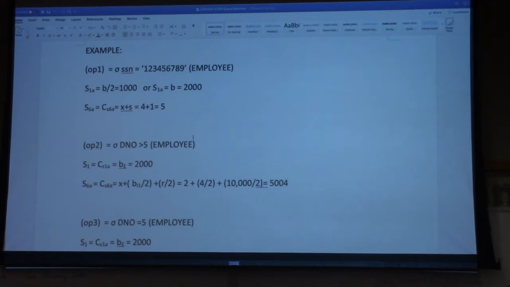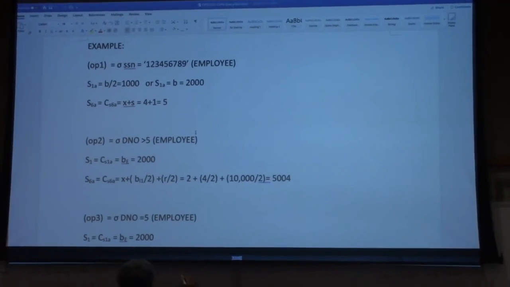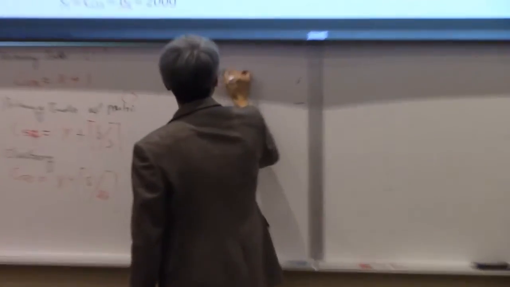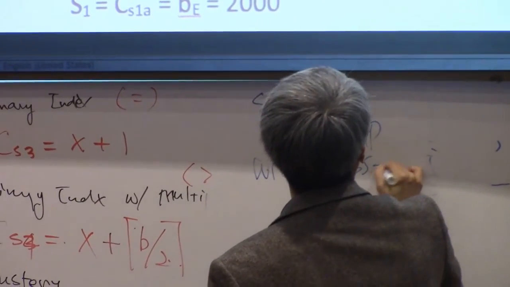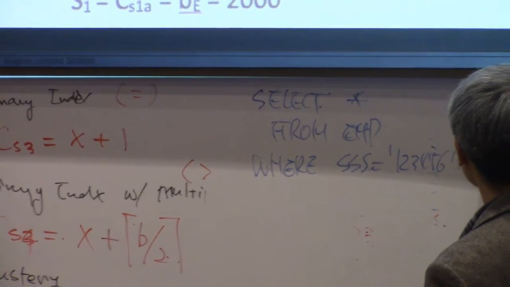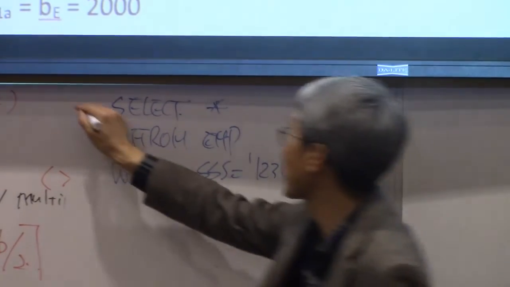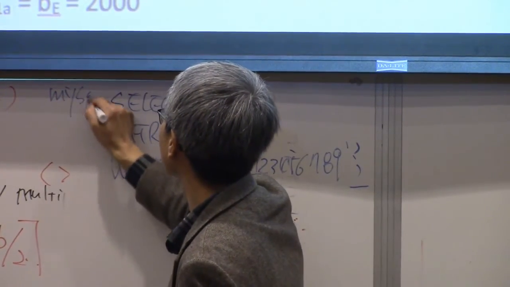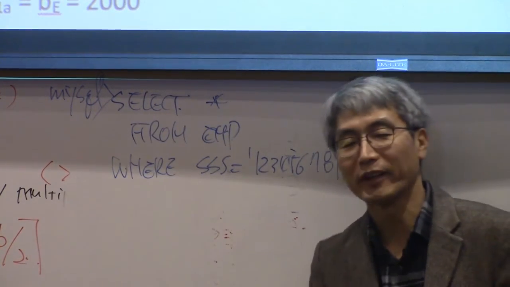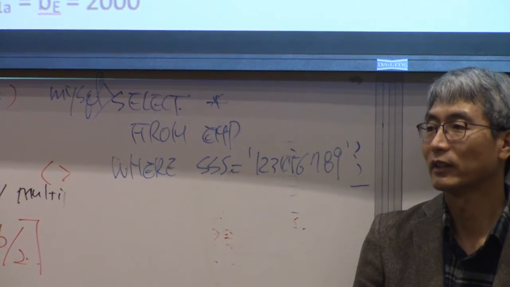So let's say the first example is select from employee where SSN is equal to 1, 2, 3, 4, 5, 6, 7, 8, 9. So suppose that you just submit this query to the client, MySQL. What happens when a user submits this query?